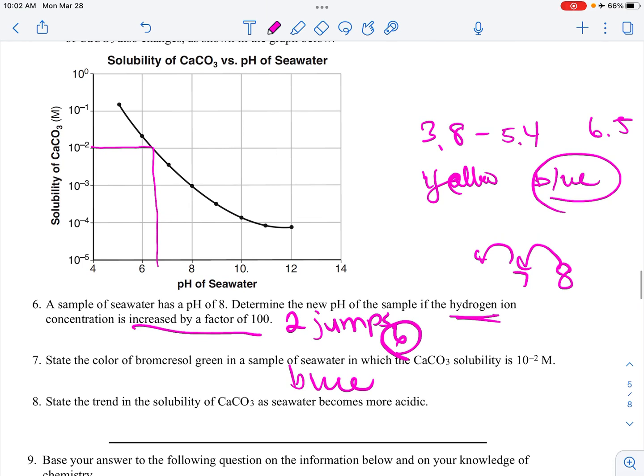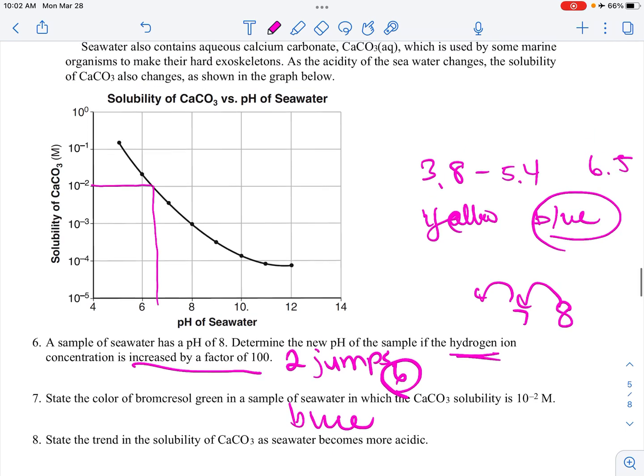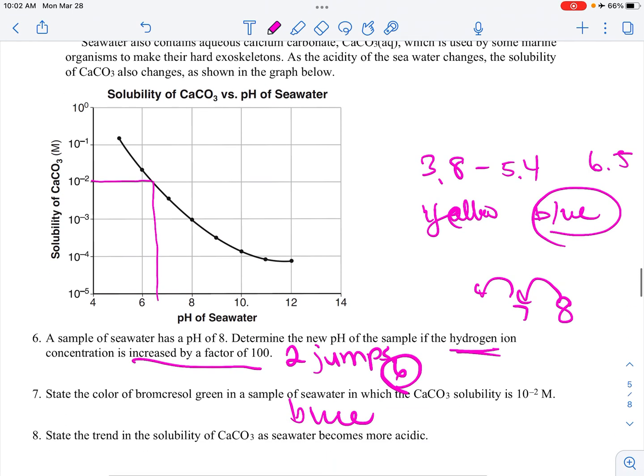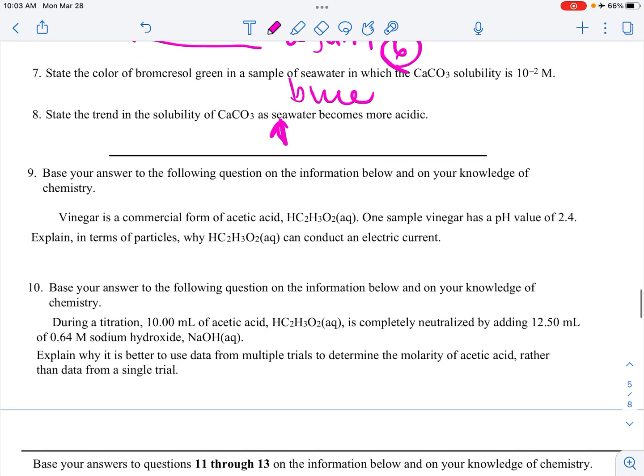State the trend in solubility as the seawater becomes more acidic. So the solubility, now let's see. As it becomes more acidic, be careful. More acidic means pH goes this way. So if the pH goes that way, the solubility will increase. And that's a tricky one because everybody's going to say, oh, it goes down, because you read the graph left to right. But we're becoming more acidic, so we're going to have to go backwards.